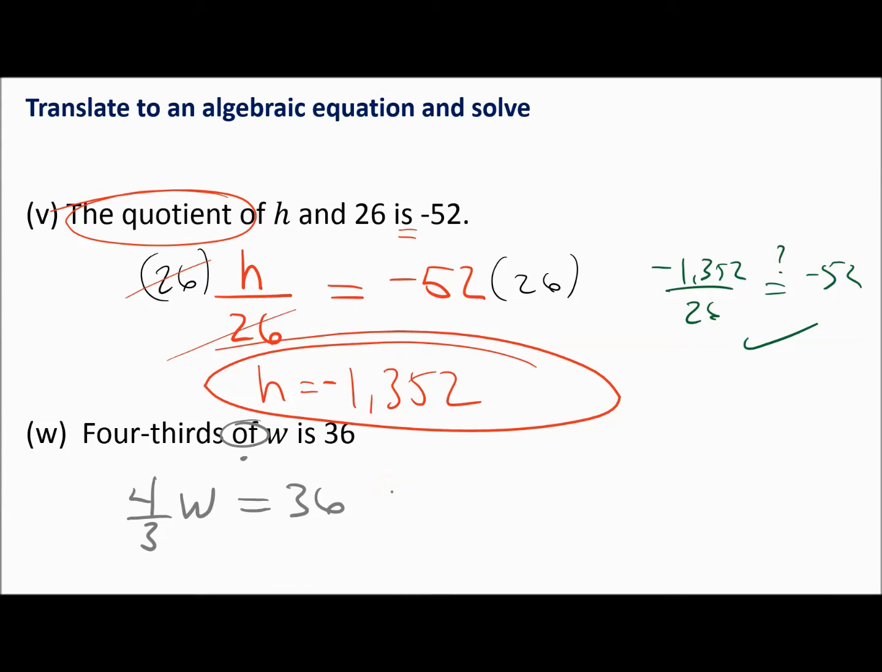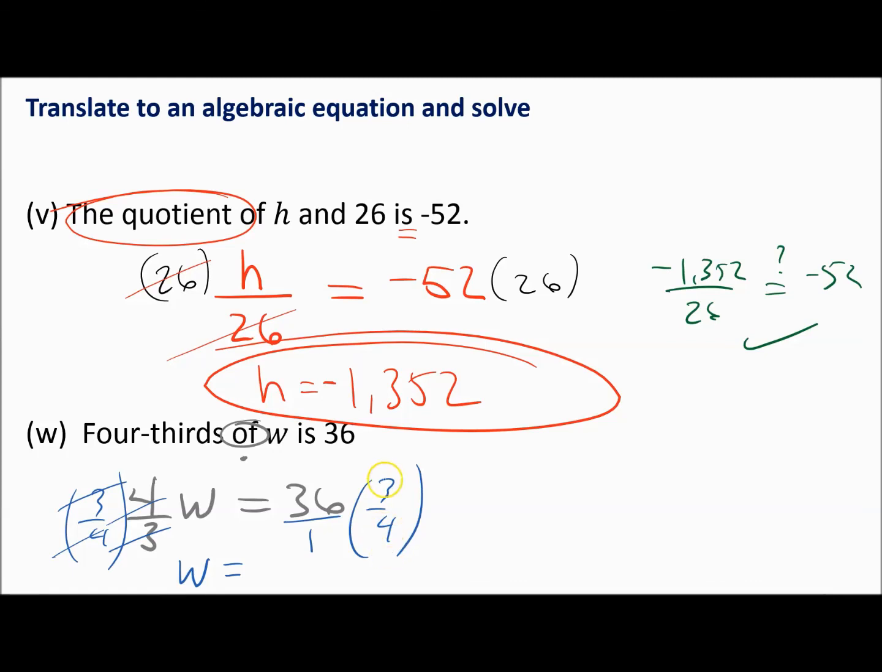Now, how do I get rid of that 4/3? You know what to do. Multiply this side by 3/4 and multiply this side by 3/4. Remember, that's how you deal with fractions. When you're multiplying by a fraction and you want to get rid of it, you multiply by the reciprocal. So the 3's cancel, the 4's cancel, so I have W on the left. Now over here, that 36 is over 1. You agree? And I can go ahead and say 36 times 3 in the numerator and 1 times 4 in the denominator, but I do know that 4 and 36 reduce.